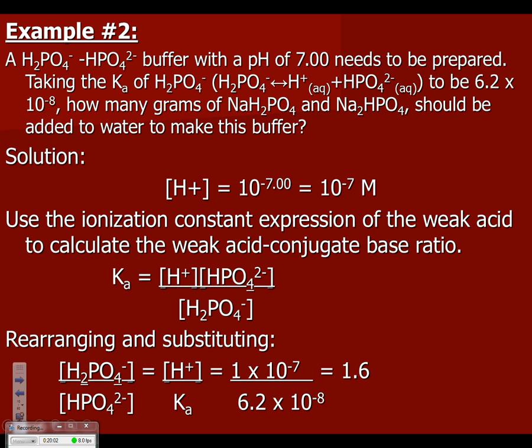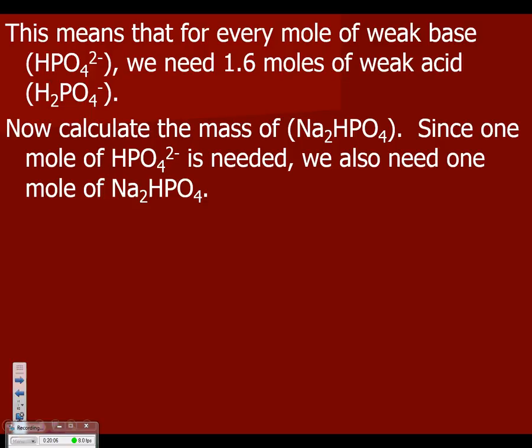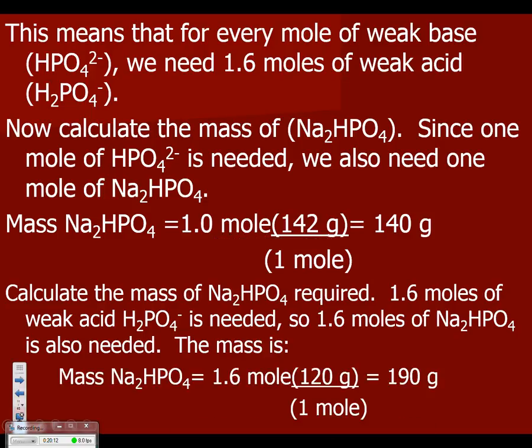Okay, then once I found the ratio, I just say, okay, I need 1 mole of what was on the bottom, and I need 1.6 moles of what was on the top, and I just multiply by the molecular mass of the salt that I'm using. I could use sodium hydrogen phosphate, or I could use potassium hydrogen sulfate, or any of the salts that had the hydrogen sulfate in it.